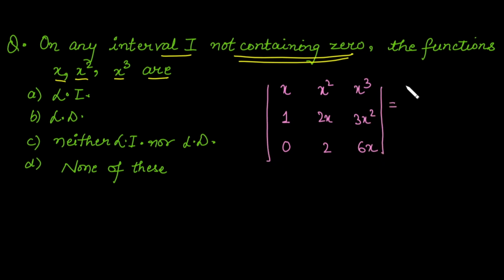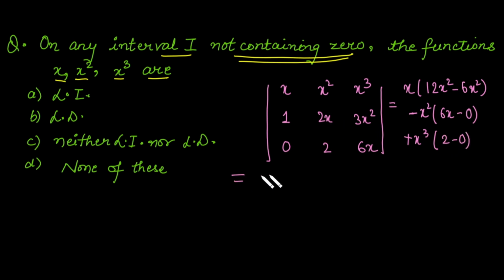Its determinant is equal to x times (12x square minus 3 into 2, that is 6x square), minus x square into (6x minus 0), plus x cube into (2 minus 0).